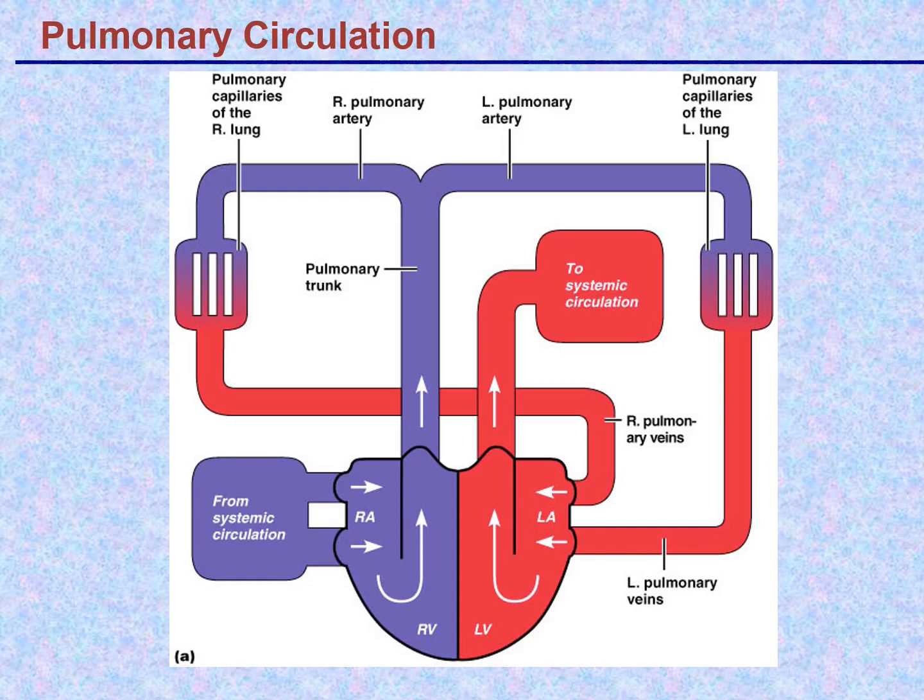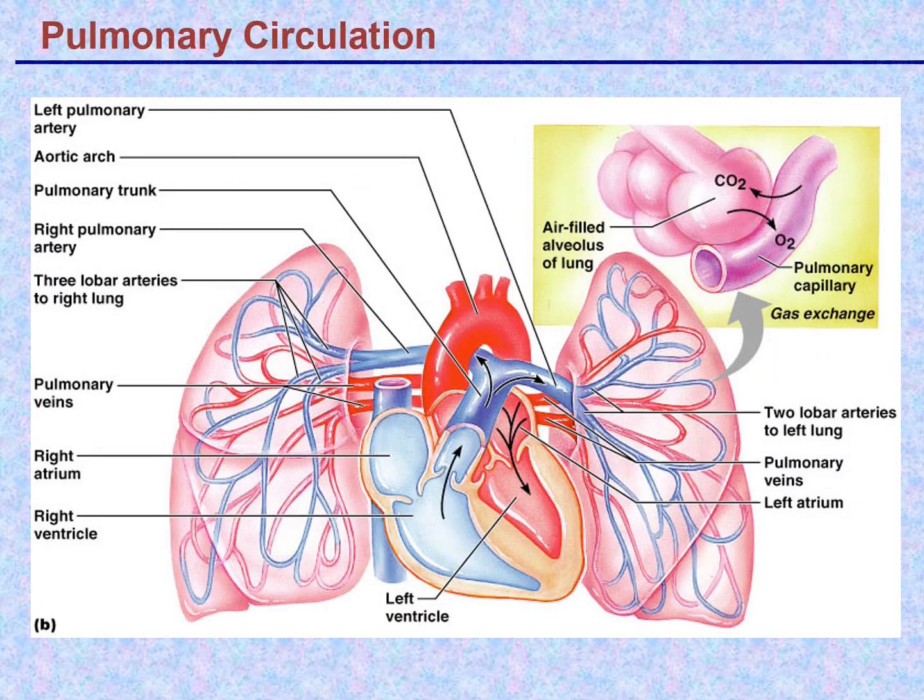Here's the pulmonary circuit, where the blood goes out of the right ventricle, up the pulmonary trunk to the right and left pulmonary arteries in the right and left lungs. Then the gas exchange occurs in the right and the left lung, and then blood goes back to the left atrium, and then down to the left ventricle and out through the aorta to the systemic circulation. And here you see a diagram showing that, and you're familiar with that.